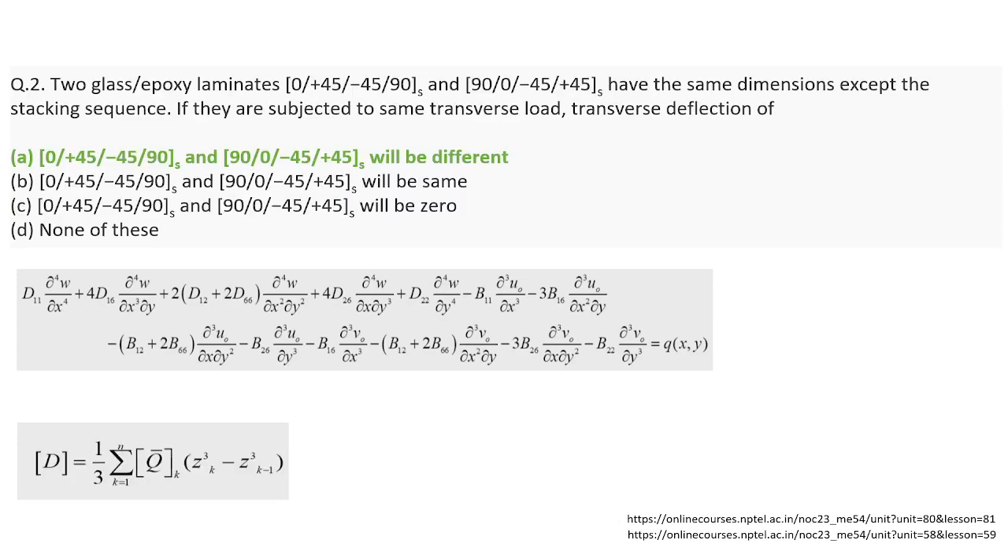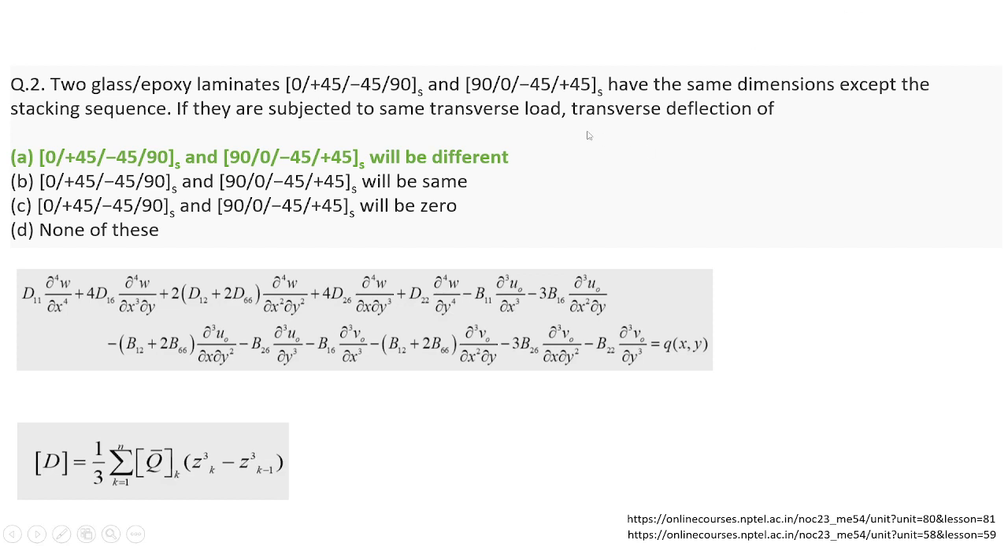Next question is: two glass epoxy laminates, 0/+45/-45/90 symmetric and 90/0/-45/+45 symmetric, have the same dimensions except the stacking sequence. If they are subjected to the same transverse load, then the transverse deflection of these two laminates will be different, same or 0. So this is the equation which is used to find the transverse deflection of any laminate. Now here they both are symmetric, so the B matrix will be 0. So the only matrix which we have to consider here will be the D matrix.